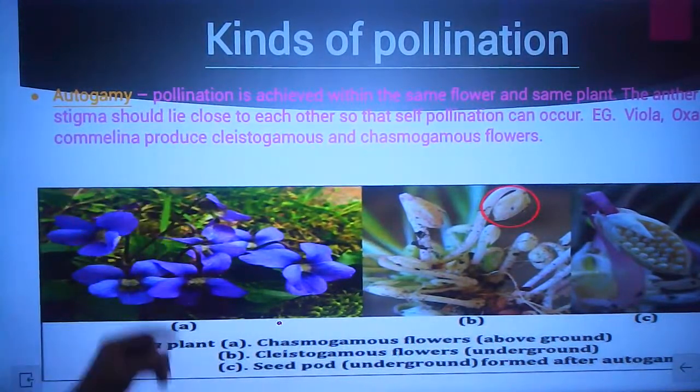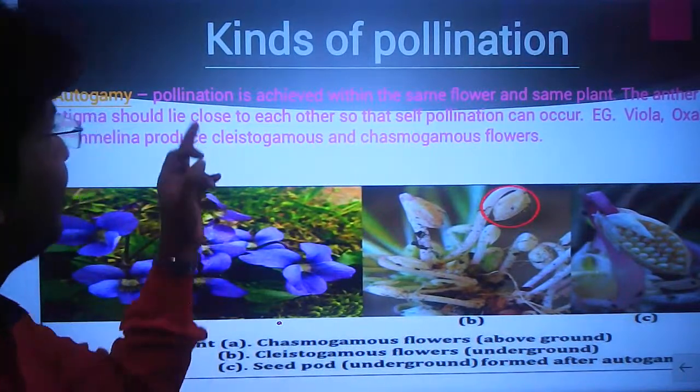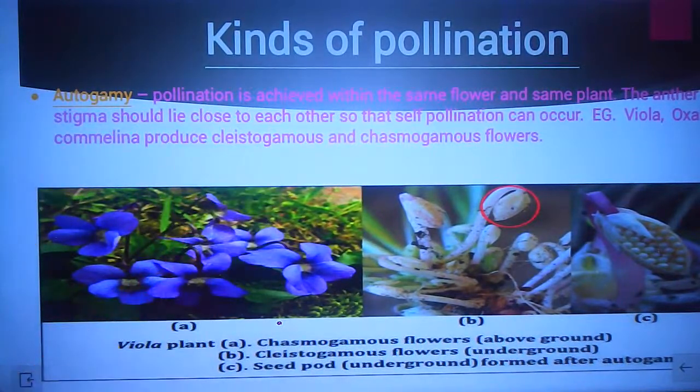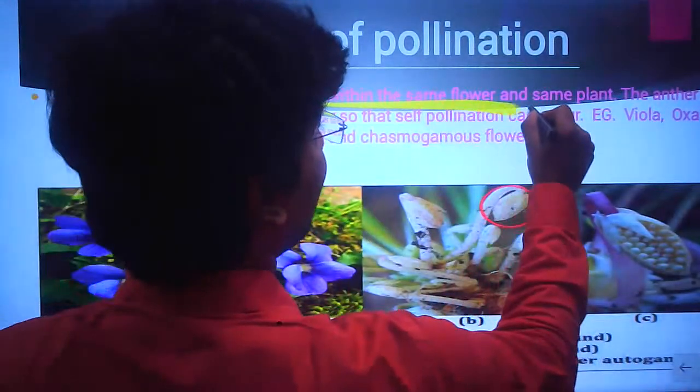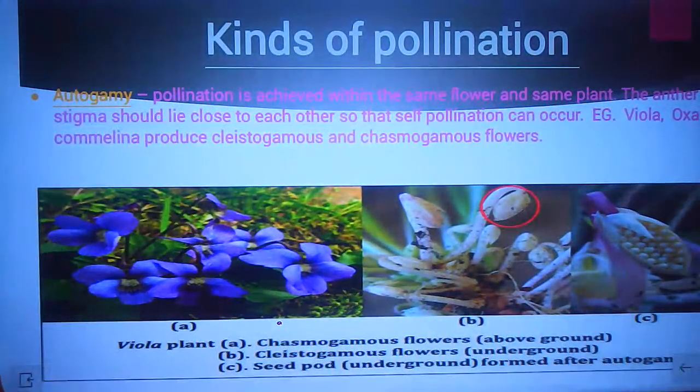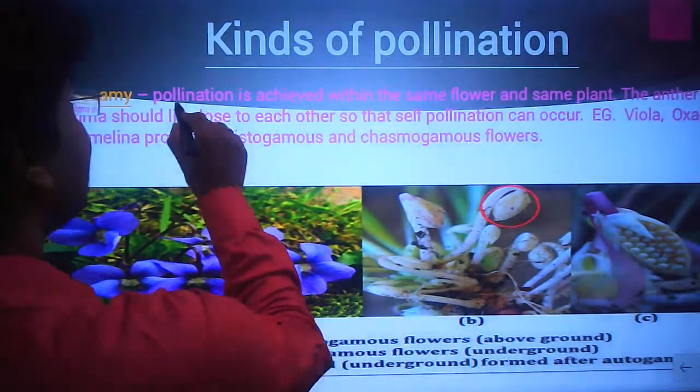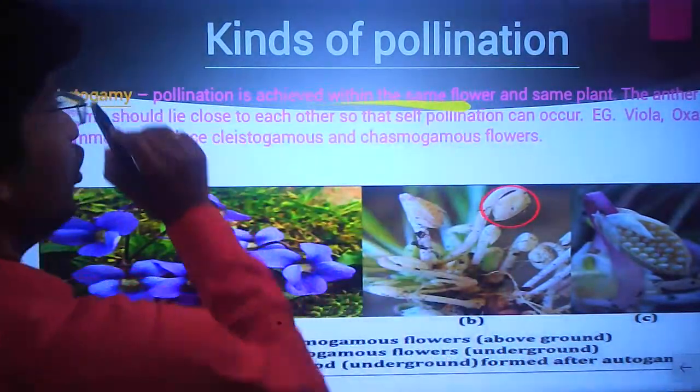Coming to the kinds of pollination, first we'll discuss autogamy. Autogamy means what? The pollination is achieved within the same flower and the same plant. The flower is same, plant is also same. The same flower, same plant. So this we call autogamy.